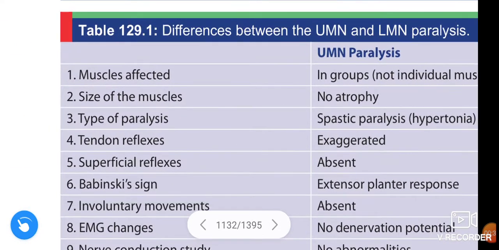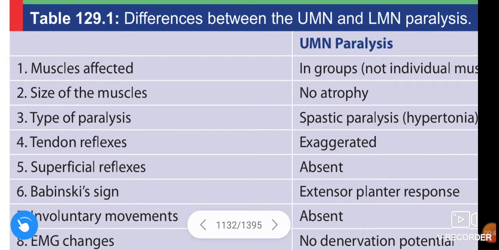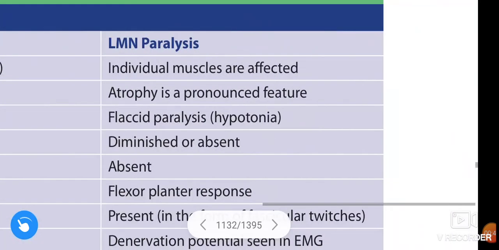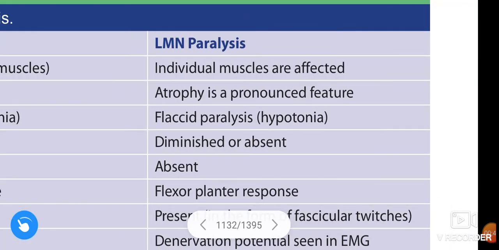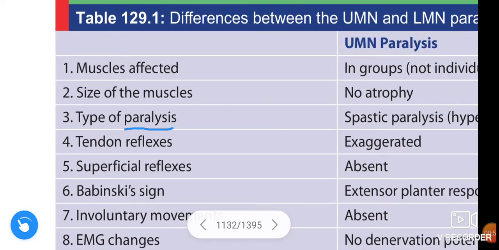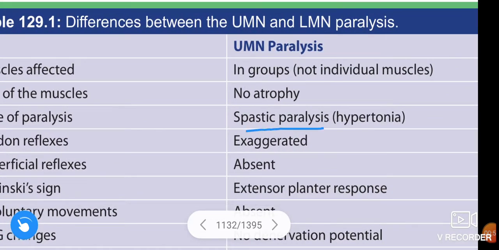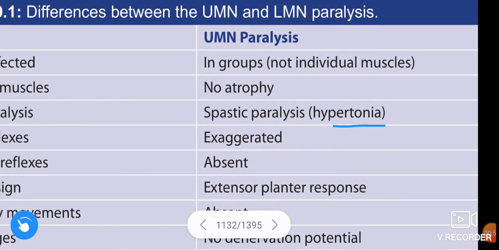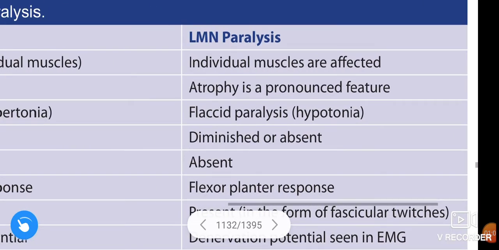Next, the size of the muscles. There is no atrophy in upper motor neuron paralysis. In lower motor neuron paralysis, atrophy is a pronounced feature. Next, the type of paralysis. In upper motor neuron paralysis, it is spastic paralysis, or hypertonia. When it comes to lower motor neuron paralysis, it is flaccid paralysis, or hypotonia.